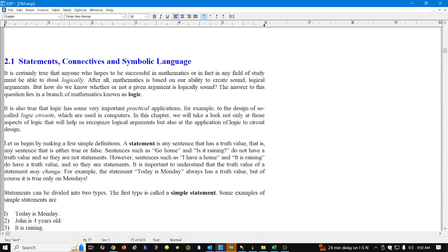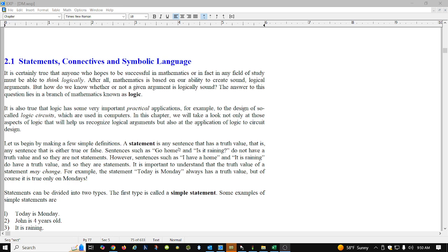But it is also true, and probably surprising, that logic has some very important practical applications. For example, to the design of what are called logic circuits. And they're used in computers, of course. And later in the chapter, we'll take a look at logic circuits. But let's begin with a few simple definitions.